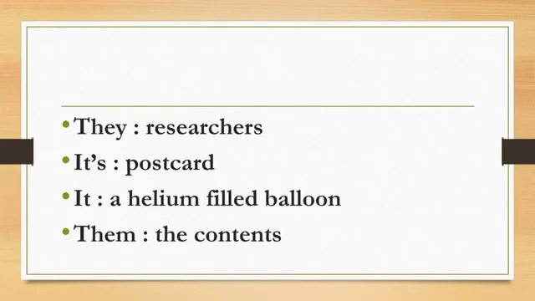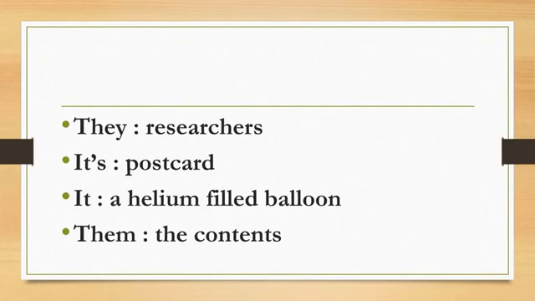Let's start with the first word, they. It is in article A, line 5. They refer to researchers. In article B, we have the word it. It is in line 2 in article B. It refers to postcard.